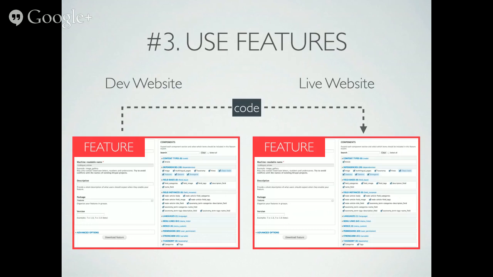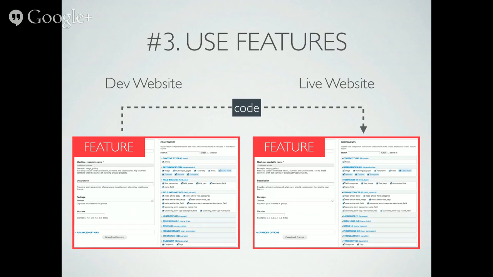So the third solution, and the one we're going to focus on today, is using features. Using features is really similar to the approach I just described. You have all of these components on your site that you've been working on, and you can use features to turn those into a special kind of module called a feature. And that module is stored in code. And so you can move that code over to your live website, and all of those components will then be available on the live website.